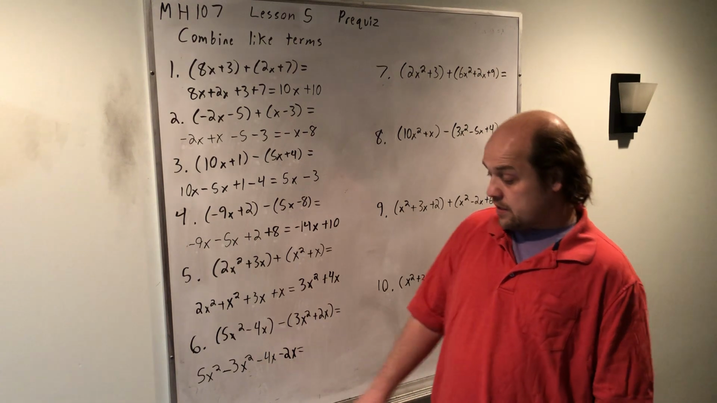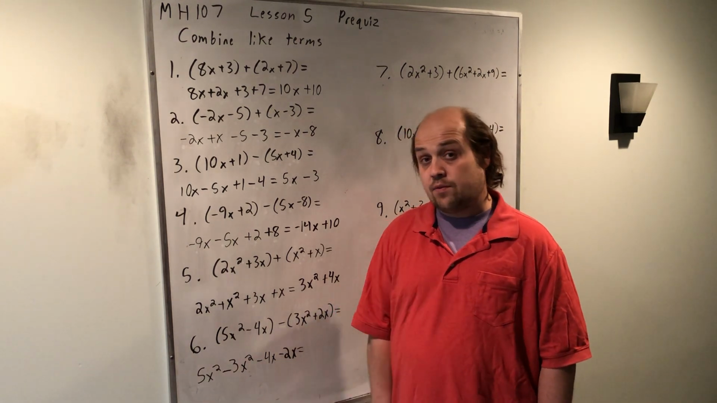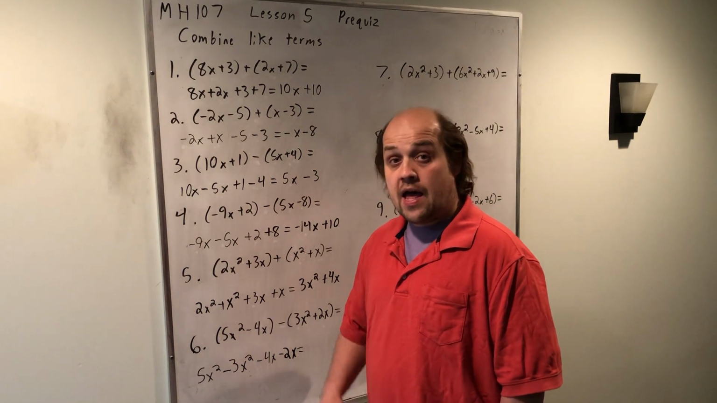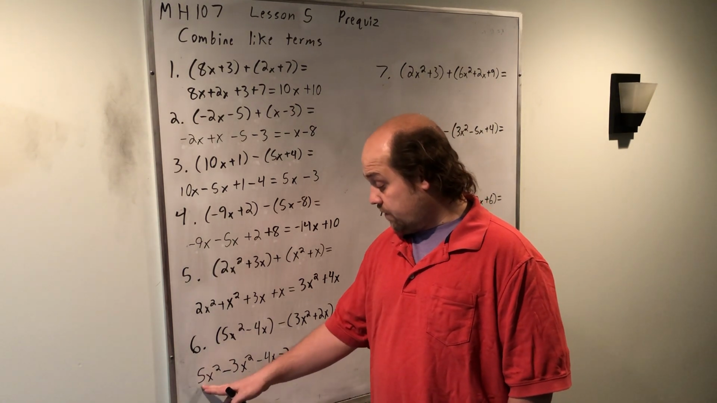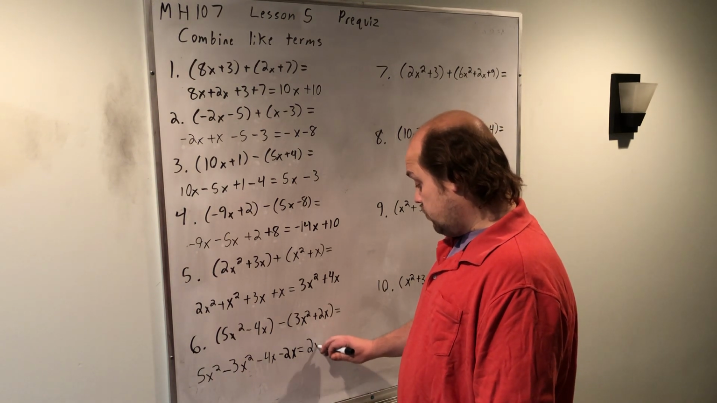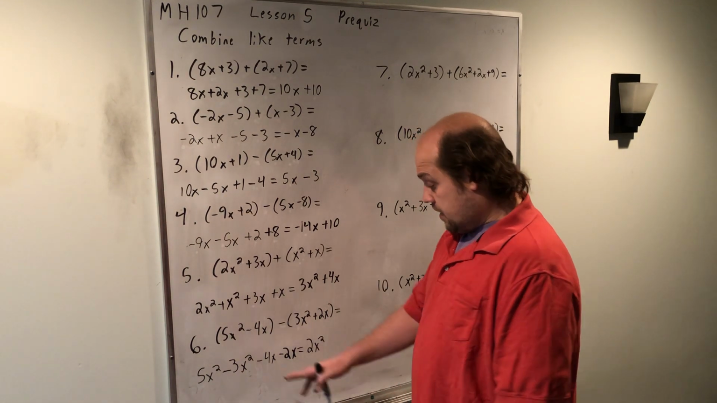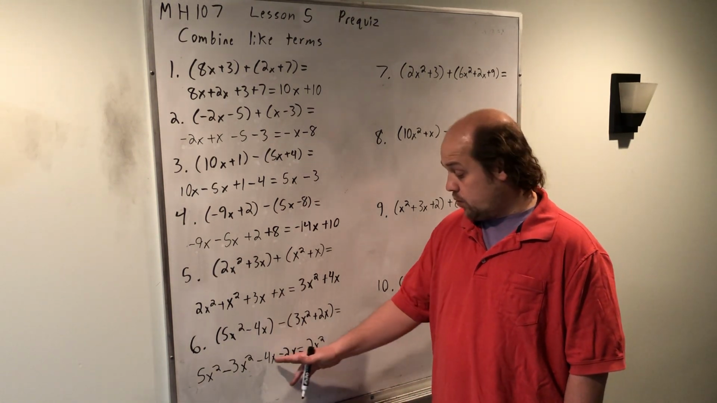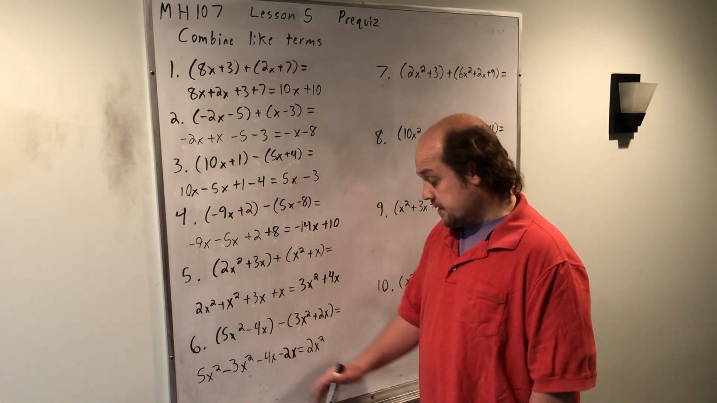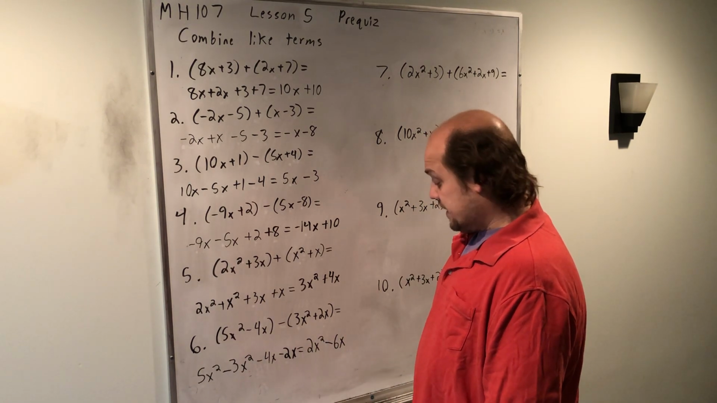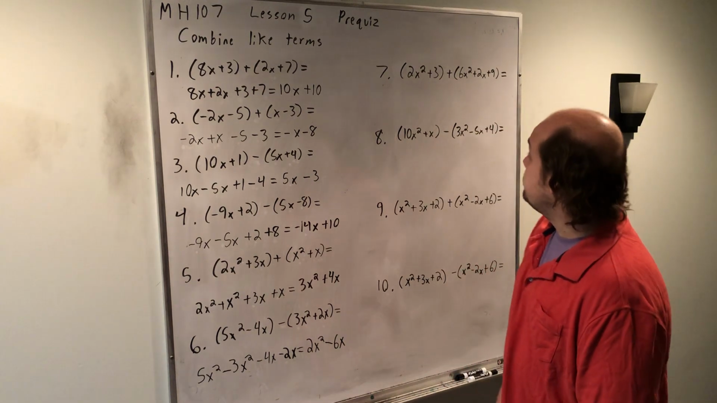When I combine like terms, 5 and negative 3 have opposite signs, so I subtract. 5 minus 3 is 2. I keep the sign of the larger one. 5 is larger and it had a positive sign, so I get a positive 2x squared. Negative 4 and negative 2 have the same sign, so I add them. 4 and 2 add to 6, and then I keep that same sign, negative. So I get 2x squared minus 6x as a final answer.